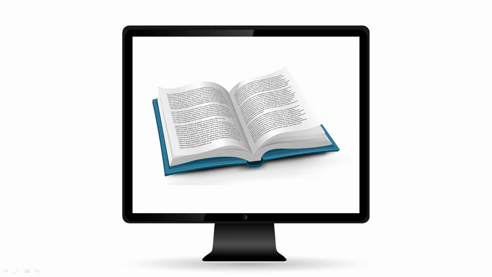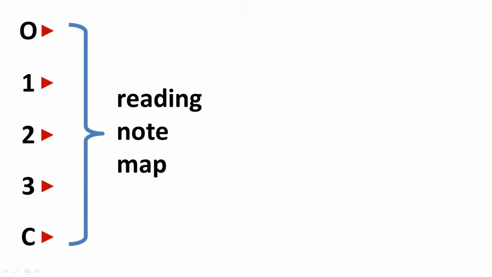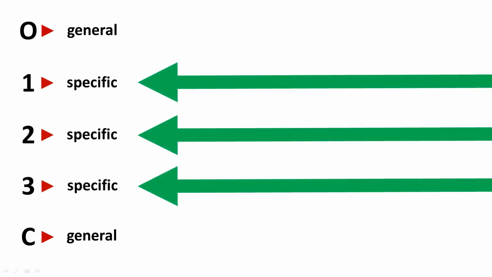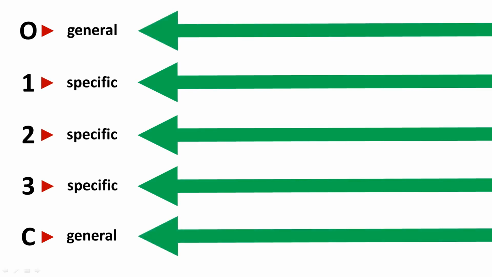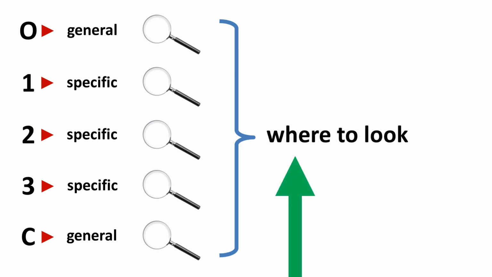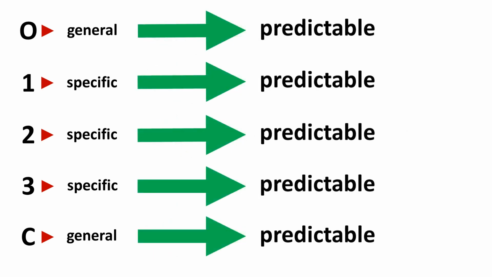For the reading, you can anticipate where the general and specific ideas are by following your reading note map. In the reading, the opinion and the conclusion will be general ideas. The body paragraphs will be specific ideas. By knowing this structure, you will save time, because when you read, you will know where to look for general and specific ideas in the reading passage. Remember, this structure is predictable, as you will see in the next topic we will develop step by step.